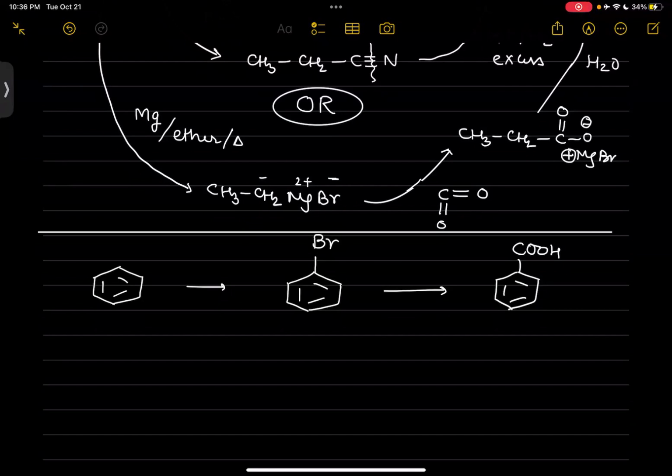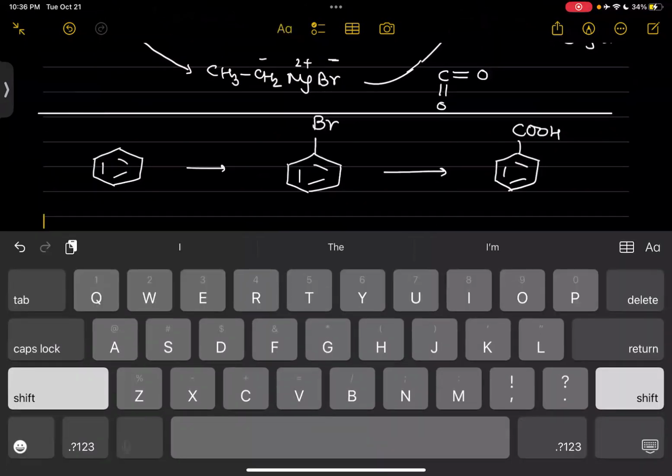Aisha, how to get bromobenzene? Jasleen, how to get bromobenzene? Tell me quickly. Marwa: By using Lewis acid. Yes, Lewis acid is correct, but you need to pick the reagent also.